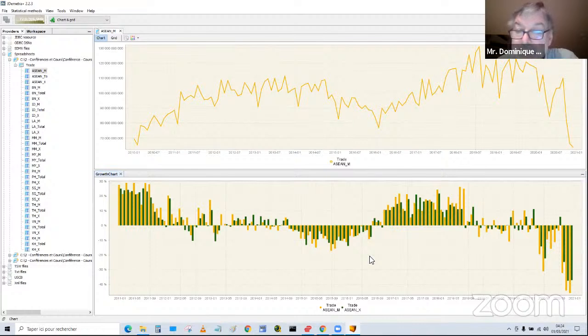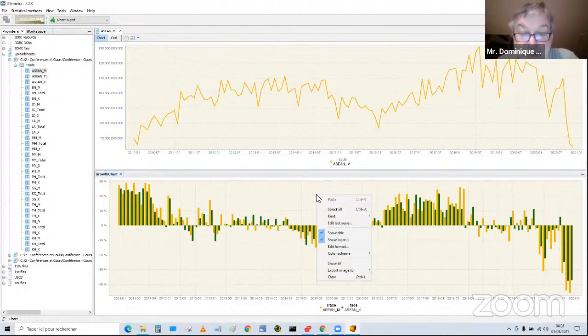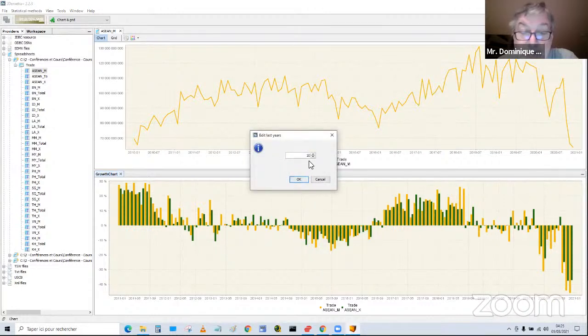Dominique, can you show again how to make it the same from 2010? Okay, so you right click on the graph. In the box, you select edit last years. When you have that, you have a small box. You can precise the number of years. So I put 10 because I have 10. I know I have 11, I could put 11.